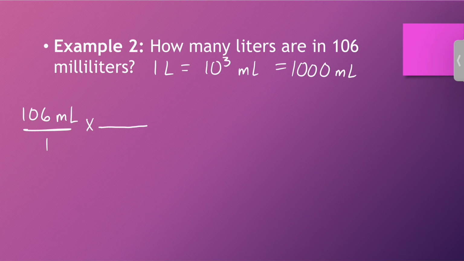In this case, I want units of liters, so that should go on the top. I have milliliters, it should go on the bottom. Again, this is going to allow milliliters to cancel, so we know that's set up right. And I know in 1 liter, there's 10 to the 3rd milliliters. So this is going to come out to 0.106 liters.